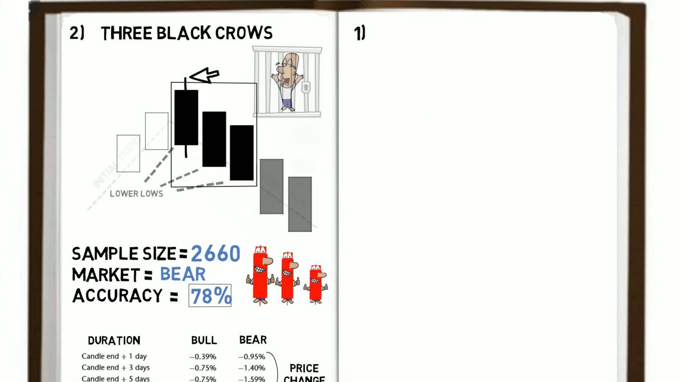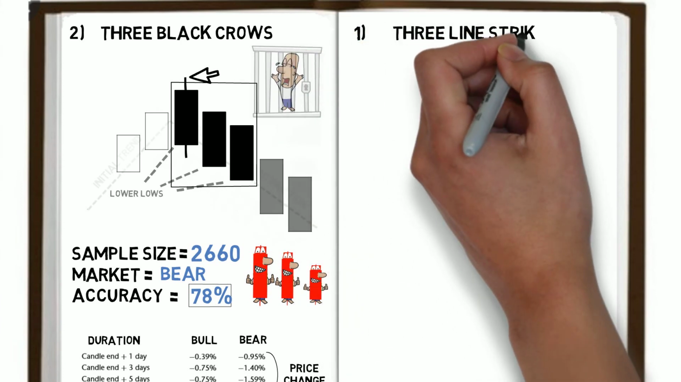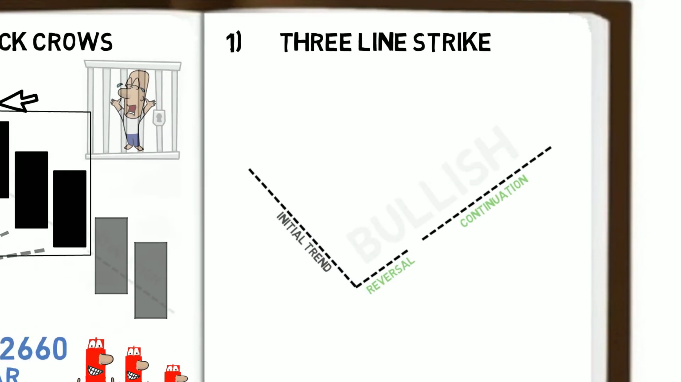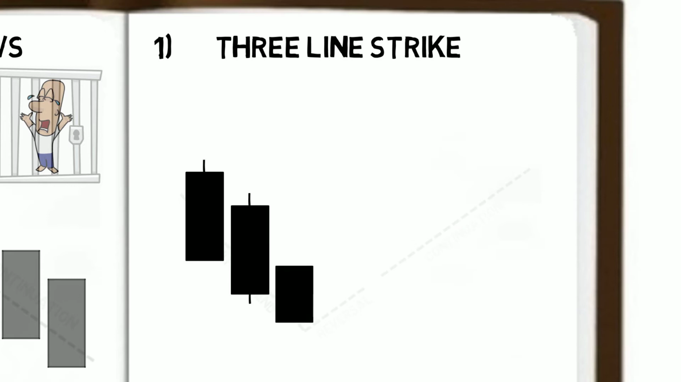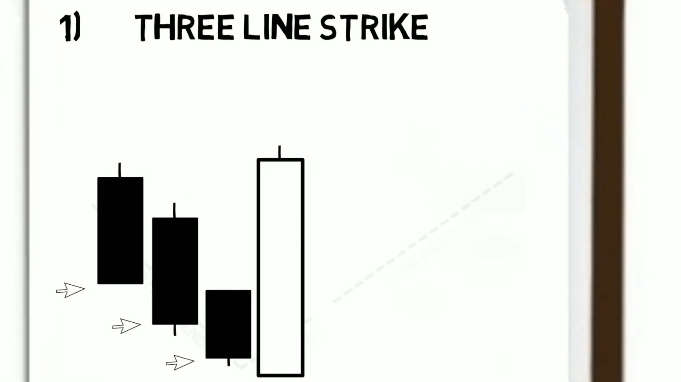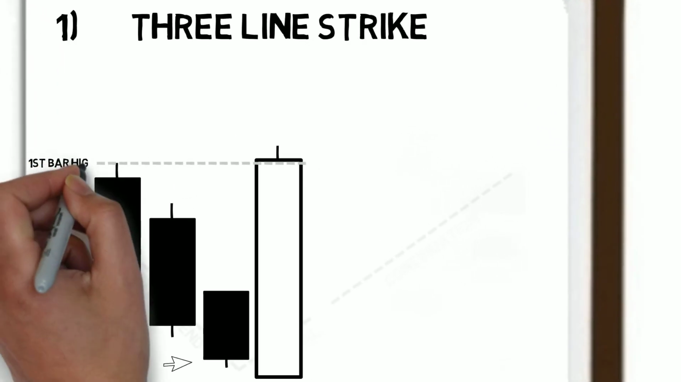Finally, in first place we have the bullish 3-line strike formation. The bullish 3-line strike reversal pattern carries out 3 black candles within a downtrend, each bar posting lower lows. The 4th bar opens even lower, but reverses with a wide range outside bar that closes above the high of the first candle in the series.